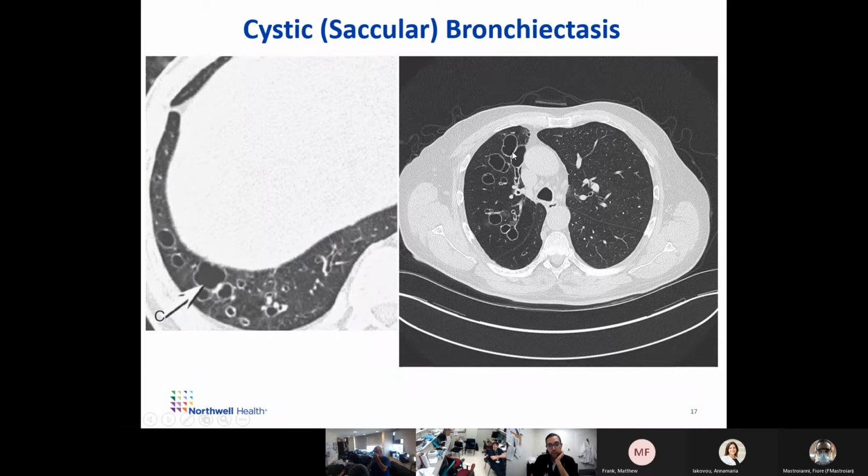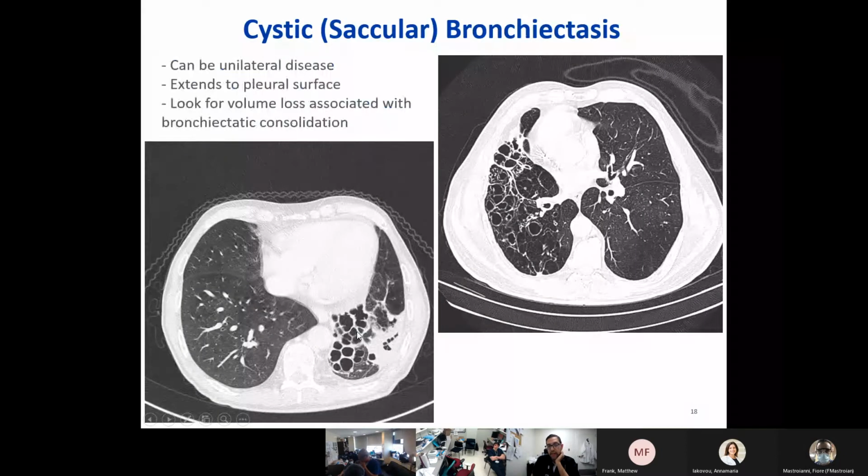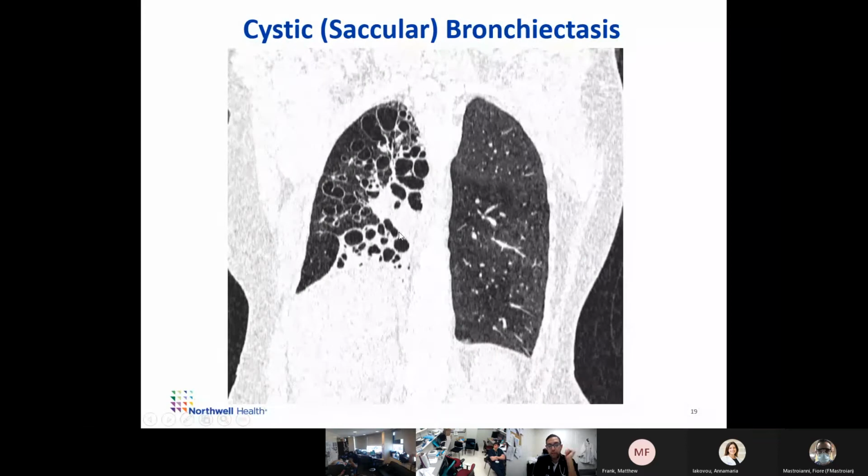These are nice examples of what we refer to as the bunch of grapes sign. You see all these cystic dilations of the airways all over. You can see here that bronchiectasis can be unilateral. You want to see it extending to the pleural surface, and in areas where there's bronchiectatic consolidation, you want to look for associated volume loss. Another nice example, in a coronal film, of this cluster or bunch of grapes sign that we described.